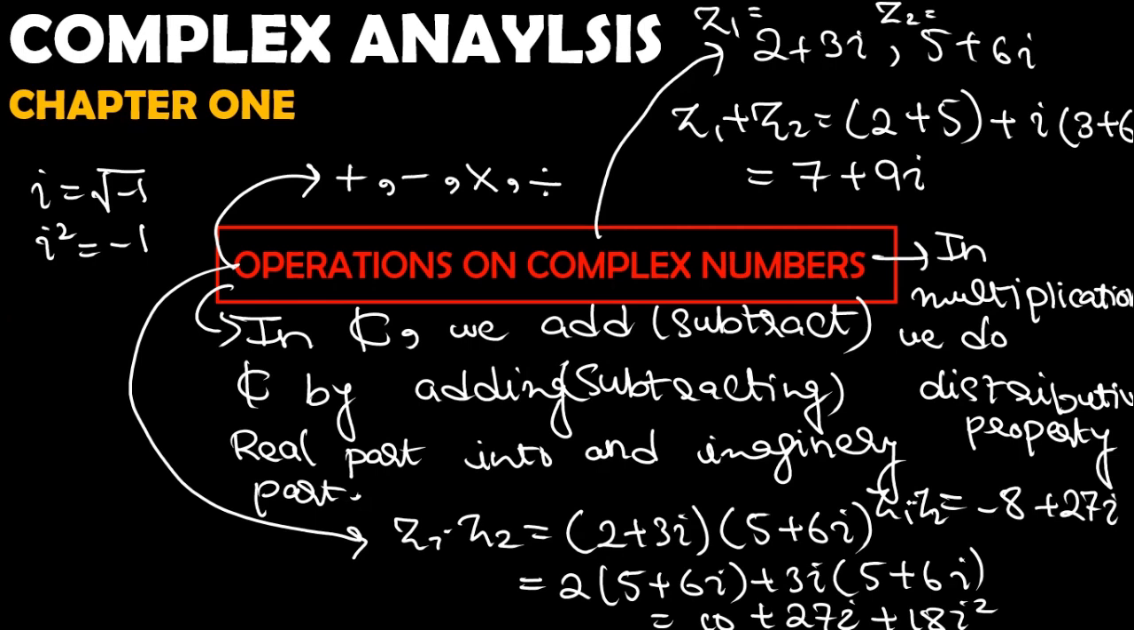In multiplication of complex numbers, we use the distributive property, while in the addition and subtraction of complex numbers, we add or subtract the real part with the real part and the imaginary part with the imaginary part. Okay, I hope it is clear to all of you.